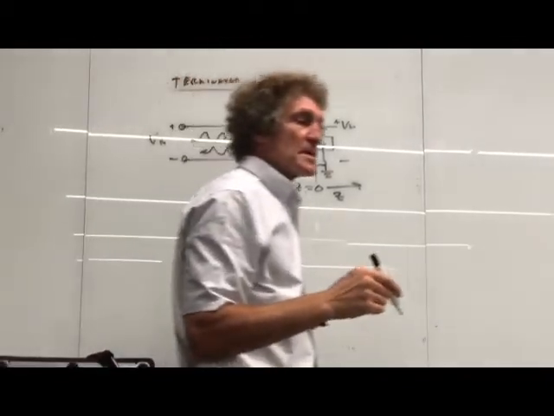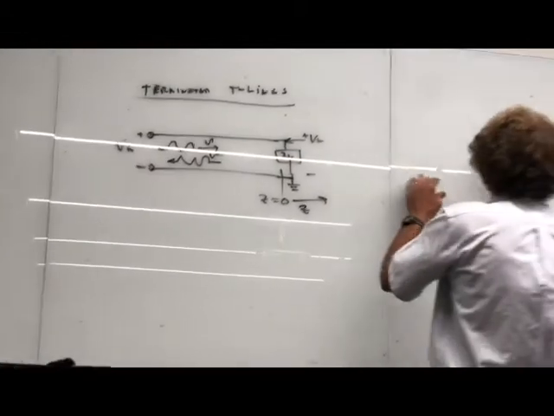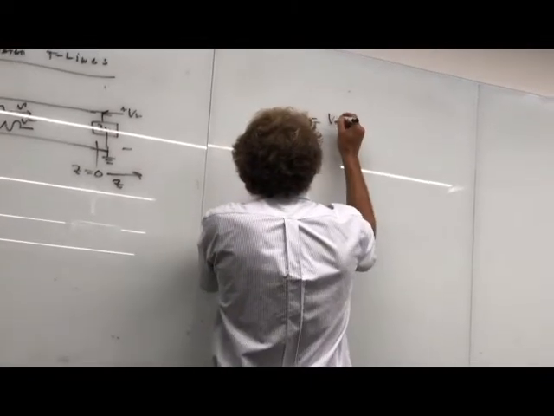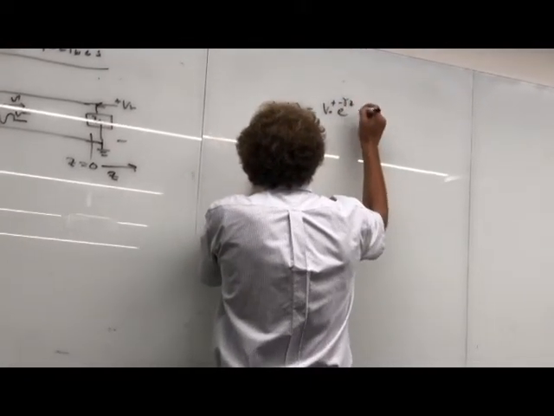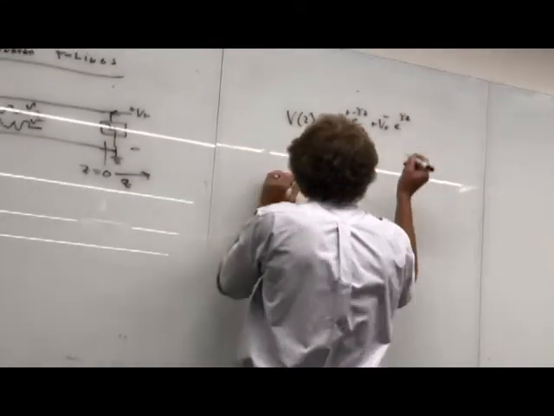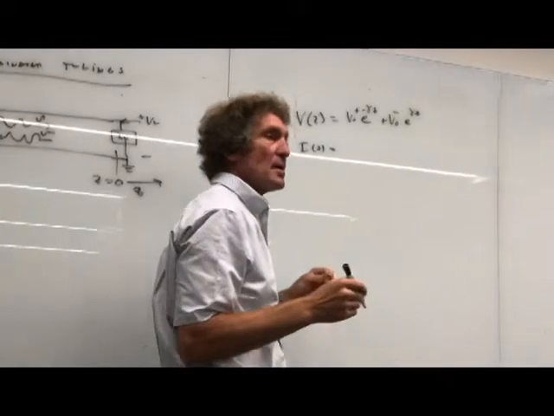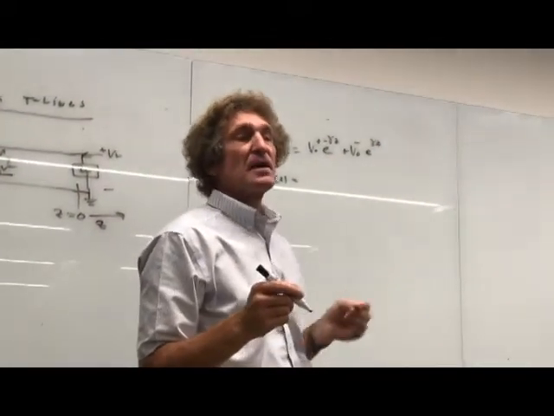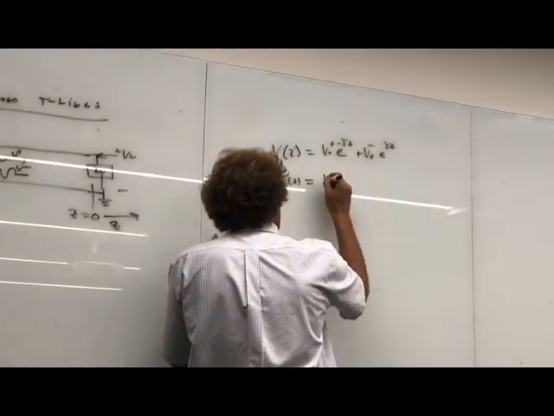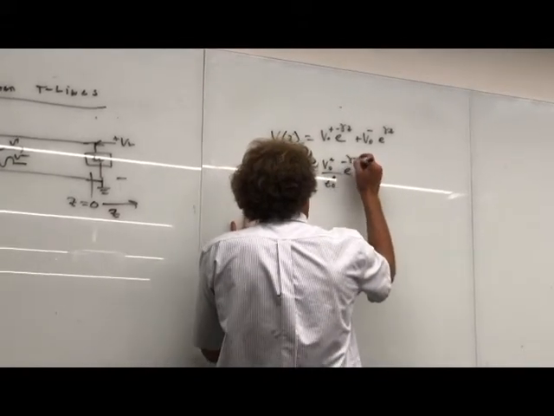Now the equations that dictate both voltage and current on a transmission line using this measurement system, from last class, are: V of Z is equal to V0 plus times e to the minus gamma Z, plus V0 minus times e to the plus gamma Z. That's for voltage. For current, remember we did the ratio of V to I and called it the characteristic impedance. So I of Z is equal to V0 plus over Z0 times e to the minus gamma Z.